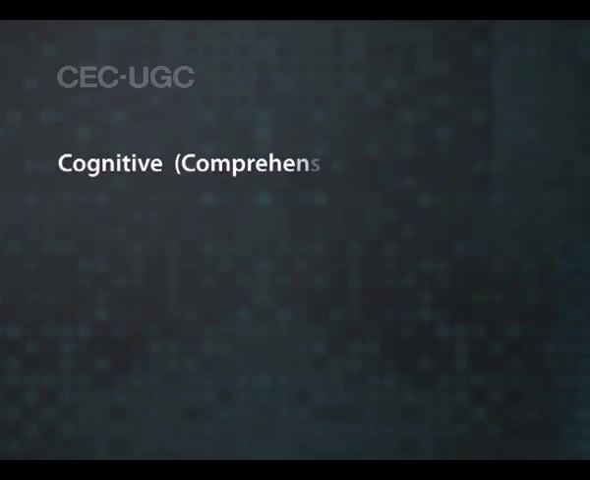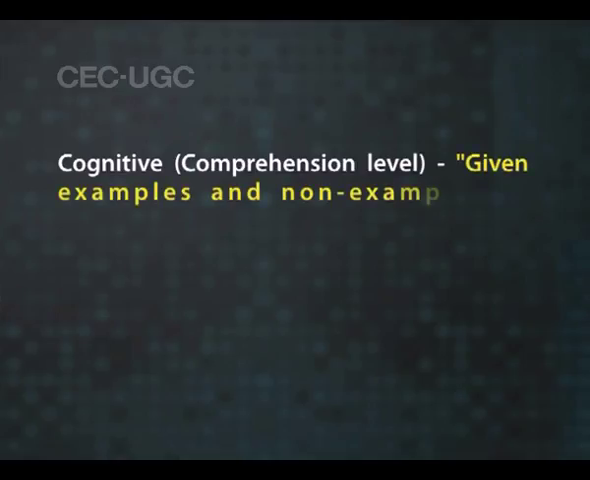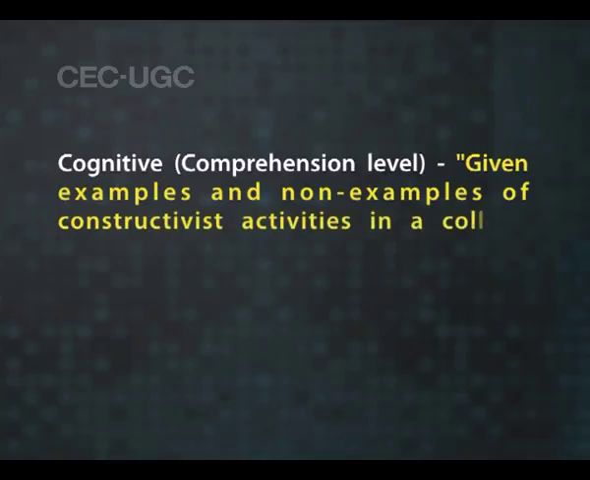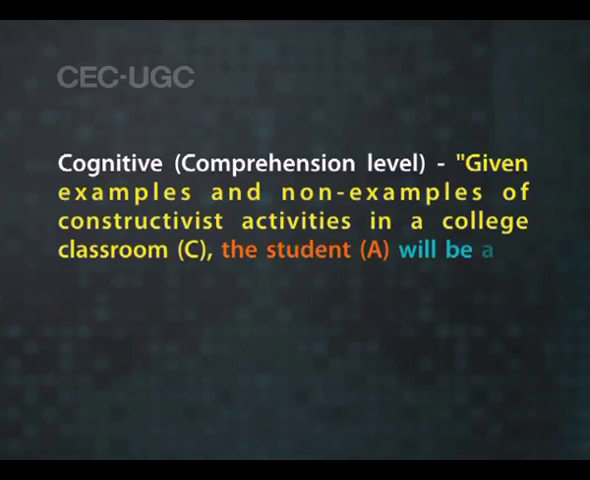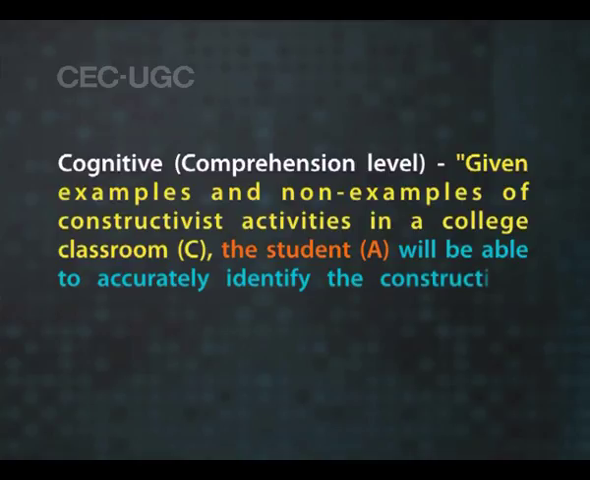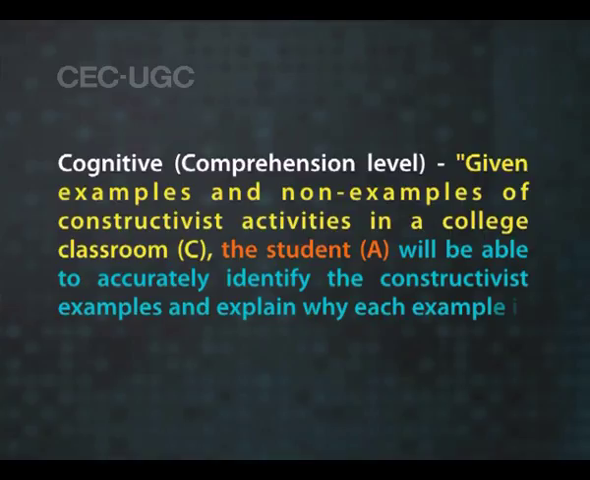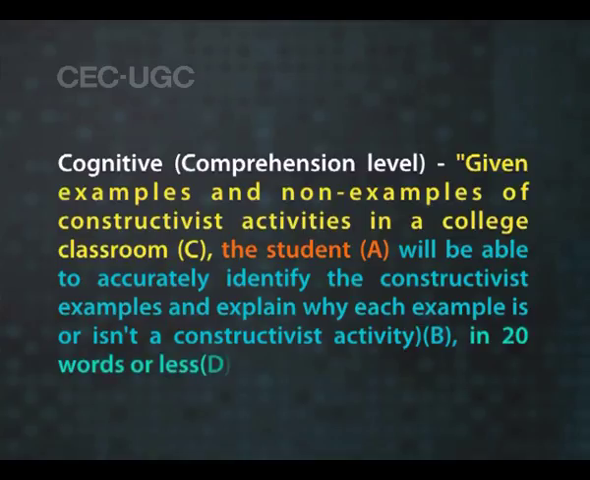Cognitive comprehension level. Given examples and non-examples of constructivist activities in a college classroom, which is the condition, the student, the audience, will be able to accurately identify the constructivist examples and explain why each example is or isn't a constructivist activity, that is the behavior, in 20 words or less, which is the degree.